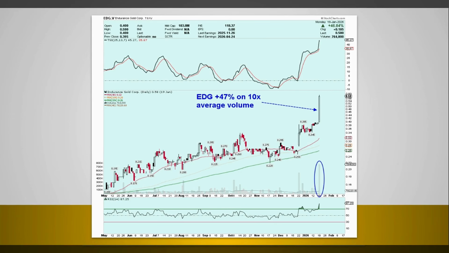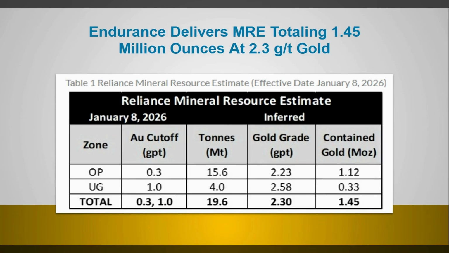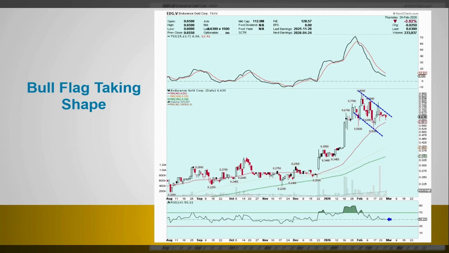It closed at 58 cents on that day of the bullish breakout, right? So all of a sudden, the stock goes into the buy category. It's a bullish stock. And you can see what it did after that. It went all the way up to 90 cents. Then it retraced back to the 50s. It's been consolidating. This company has an open financing. They will close it in less than 2 weeks.